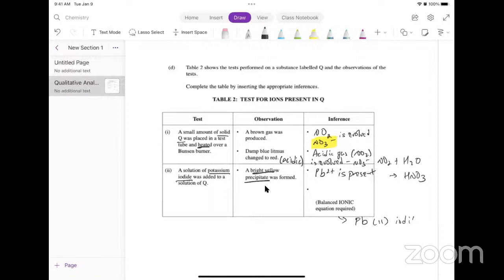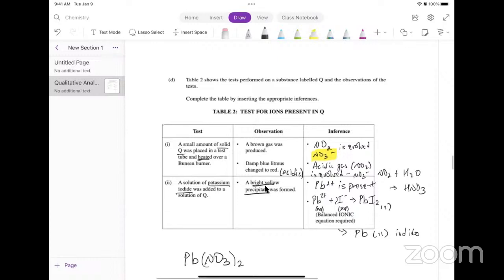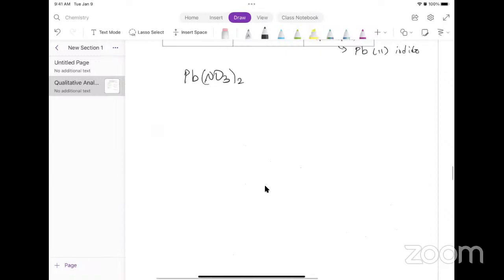So we would say that Pb2+ and 2I- give PbI2, and that's aqueous and solid. Therefore, the compound Q would be lead nitrate, which is a dangerous compound, as we established before. So both the cation and the anion are present.